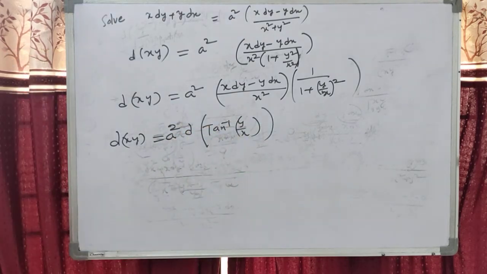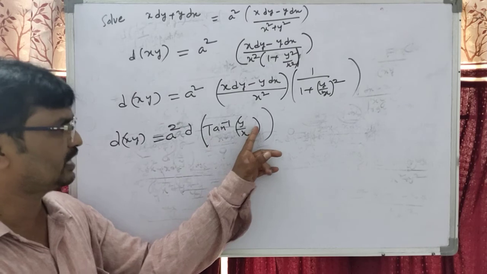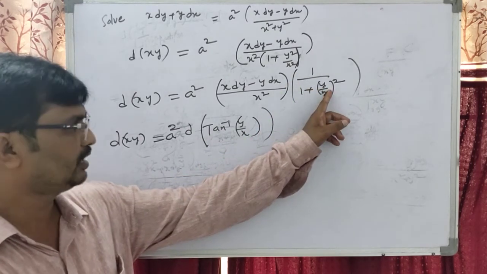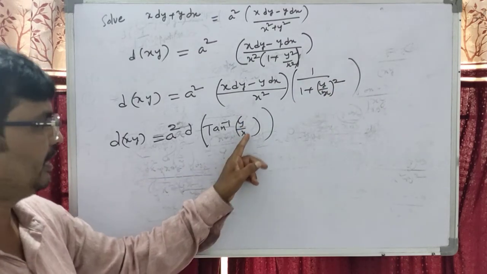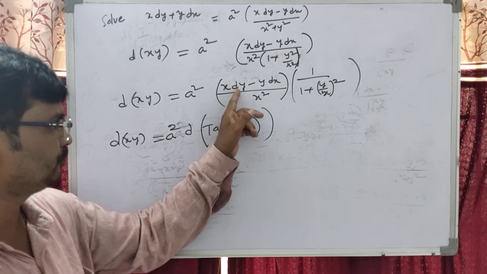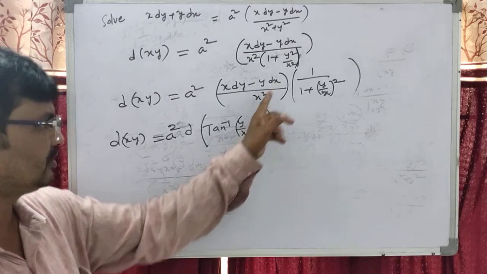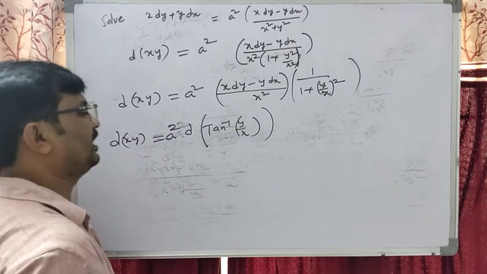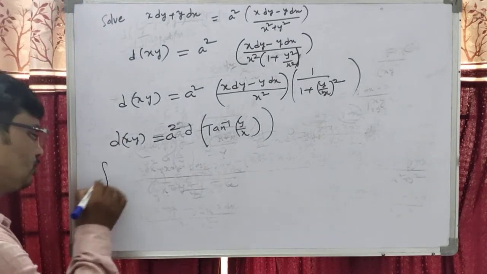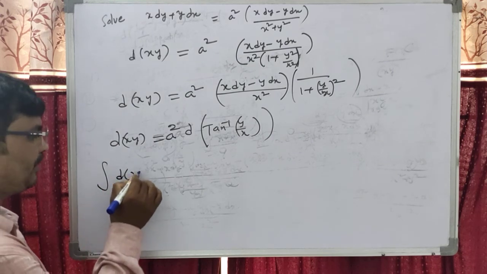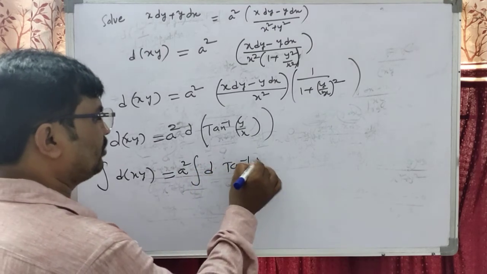Just find the derivative of tan inverse of x. What is the derivative of tan inverse of x, students? The derivative of tan inverse x is 1 by 1 plus x square, where x square is y by x whole square. Now find the derivative of y by x. The derivative of y by x is u by v: x into dy minus y into the derivative of x, dx, upon x square. This is the derivative of tan inverse of y by x. So then you can apply the integrals on both sides. My dear students, the derivative of xy equals a square into the derivative of tan inverse of y by x.